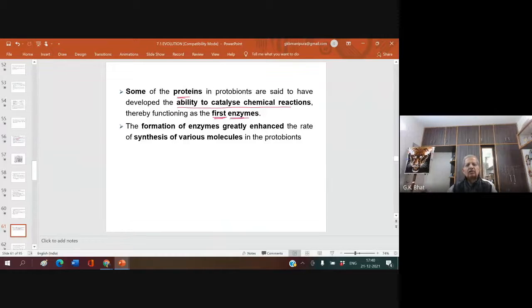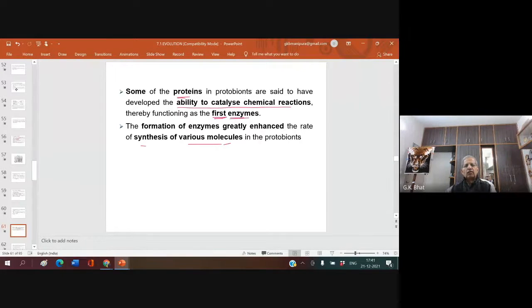They started releasing these materials outside. And also the nucleic acids appeared. And now the first enzyme came into picture. All these you can see resulting in the formation of the first cell, or advancement towards the formation of the first cell. The formation of enzymes greatly enhanced the rate of synthesis of various molecules.